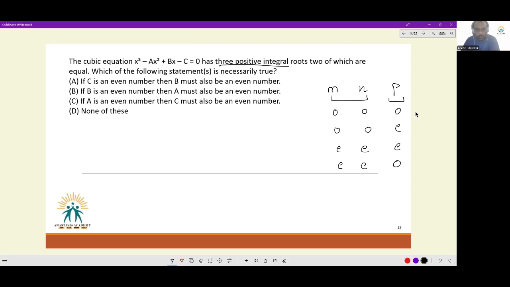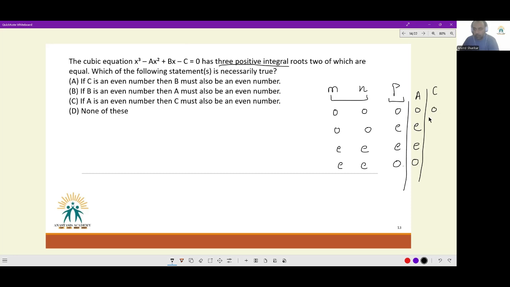Okay. In these cases, I'm just looking at a. It will be odd here, odd plus even. This will be even plus even plus even. This will be even plus odd. This will be odd.